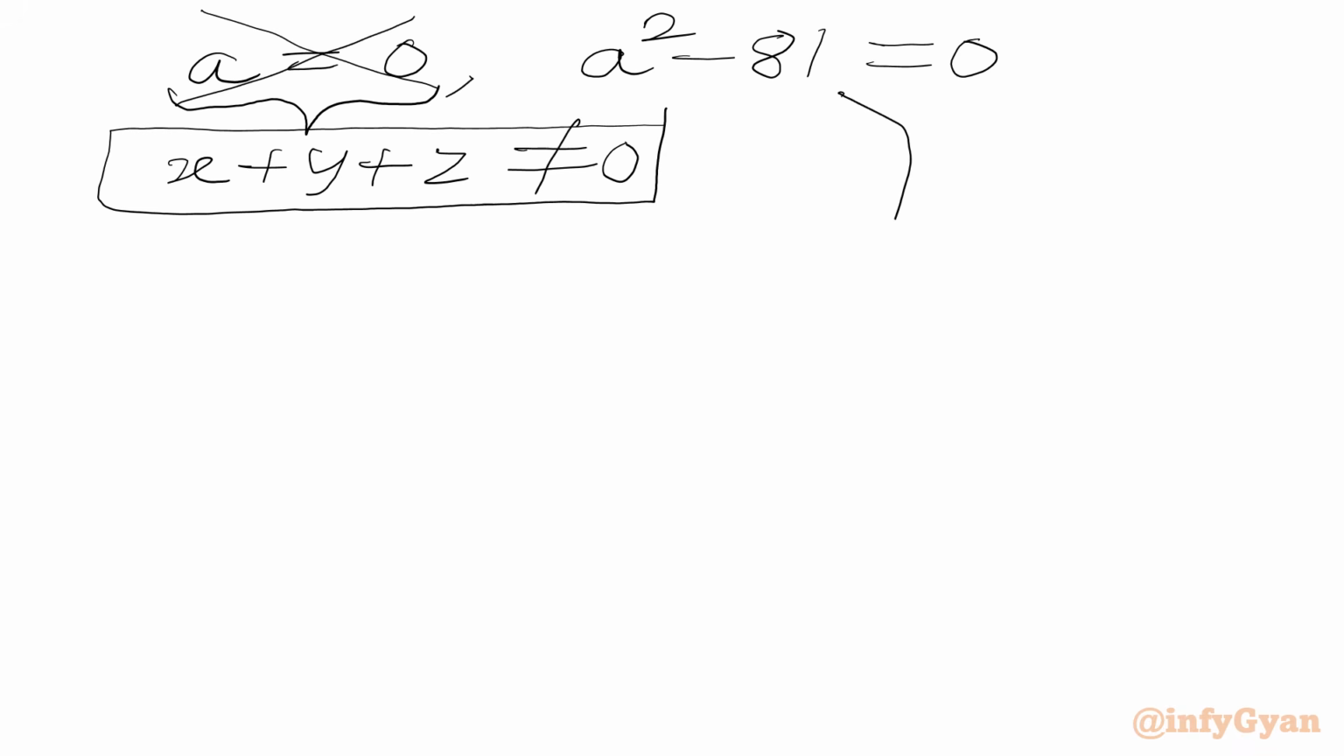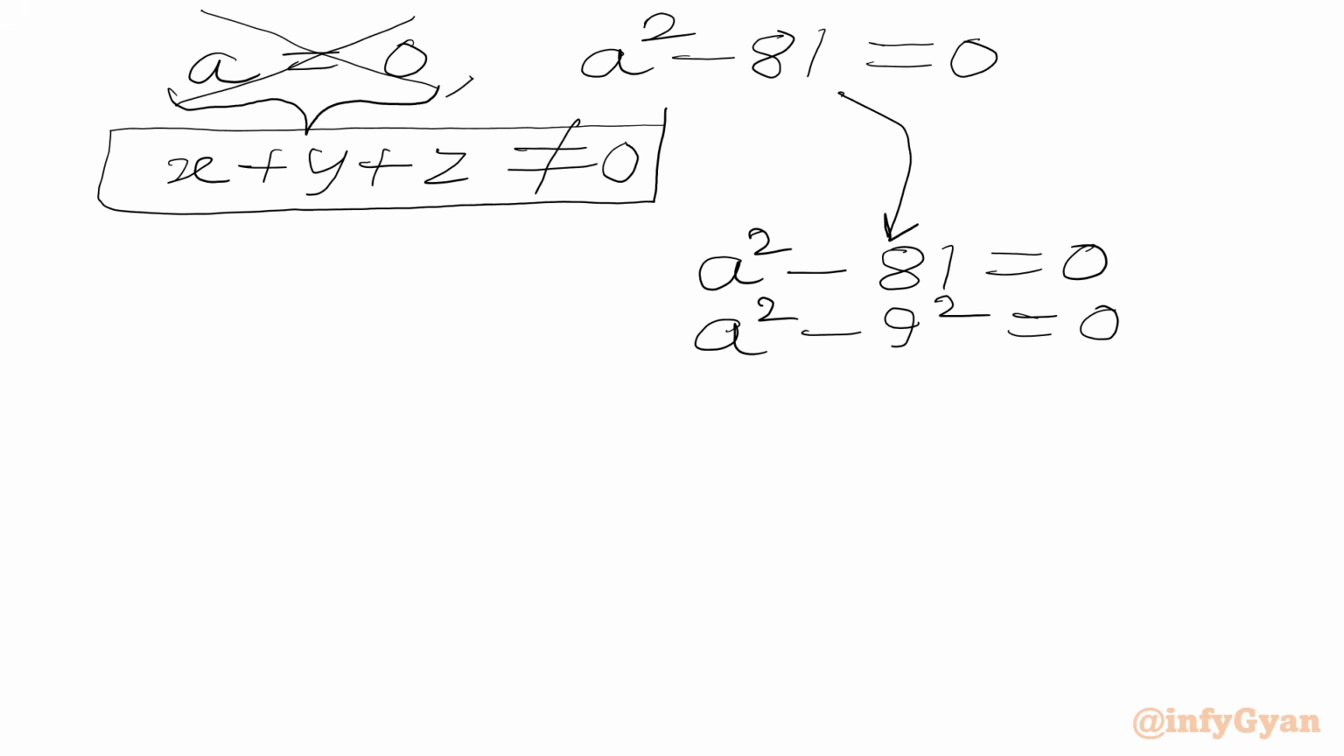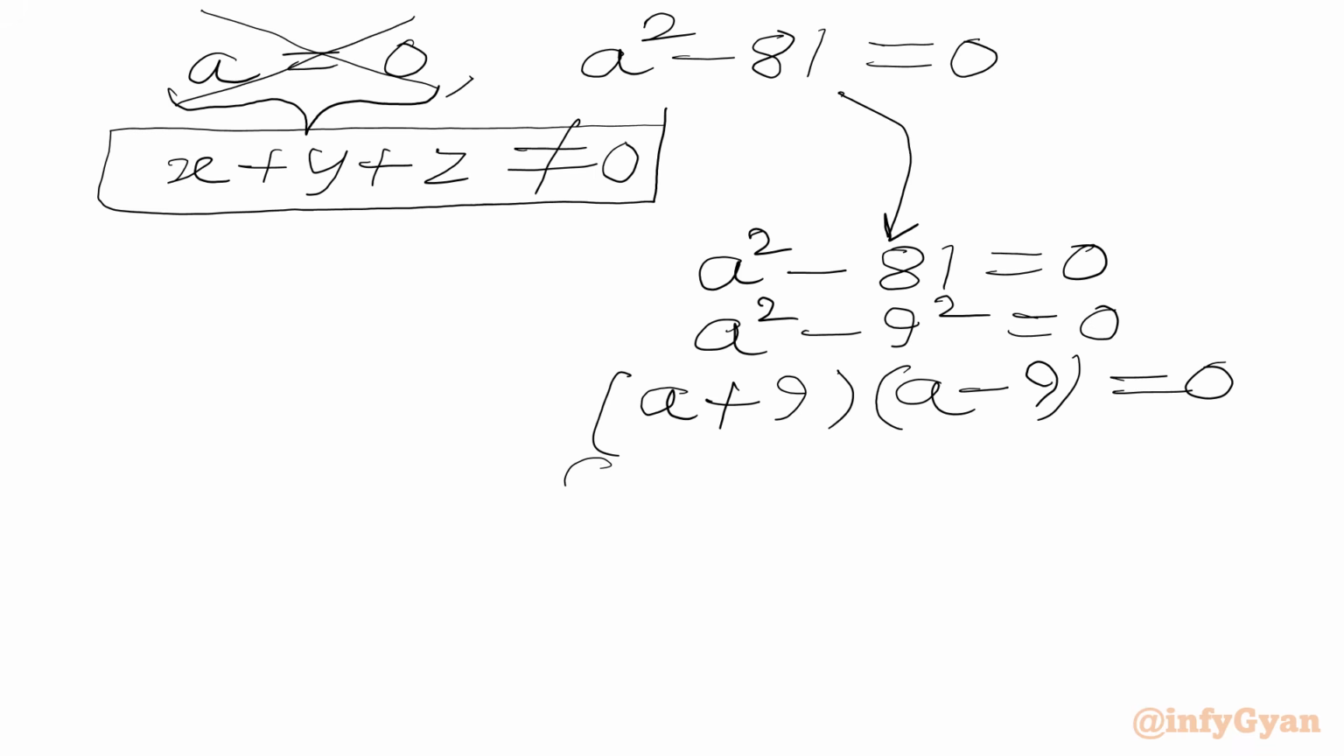Now we will consider this equation. Here I can write A square minus 81 equal to 0, which is A square minus 9 square equal to 0. We can apply the difference of two squares formula. Then we can write (A plus 9) times (A minus 9) equal to 0. Now we will apply the product zero rule. So we can write either A plus 9 equal to 0 or A minus 9 equal to 0.